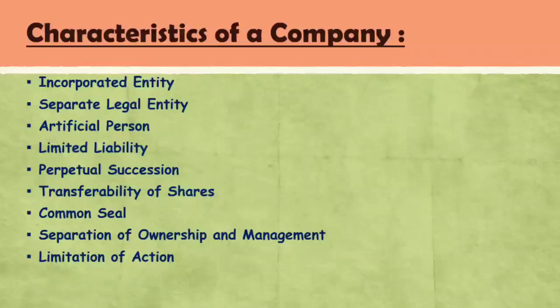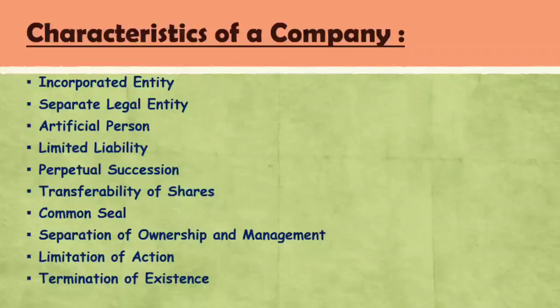So the actions and the objects of the company are limited within the scope of its memorandum of association. Whatever powers are stated in the memorandum of association, only those can be exercised by the company. A company cannot work beyond the powers stated in its memorandum of association. So that is the meaning of limitation of action. Okay. Now next comes termination of existence. The next and the last point is termination of existence.